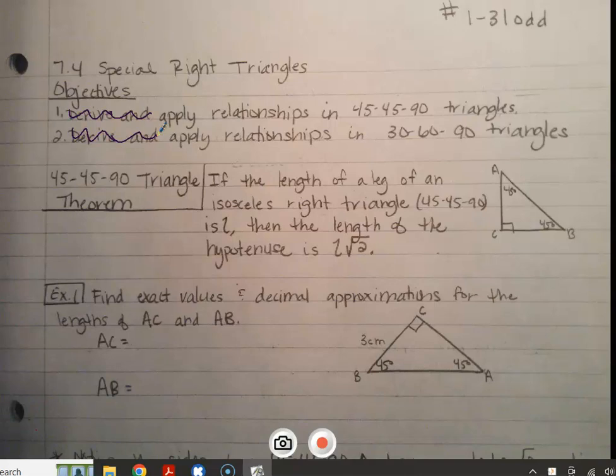All right, so first up, we have the 45, 45, 90 triangle theorem. So this applies to an isosceles right triangle that has angle measures of 45, 45, and 90. That's why it's called that. So it says, if the length of a leg of an isosceles right triangle is L, then the length of the hypotenuse is L times the square root of 2. So label this. It's L times the square root of 2.